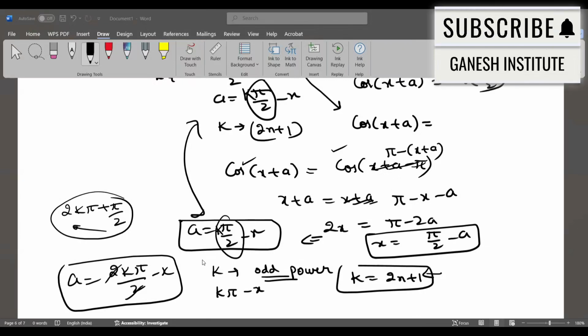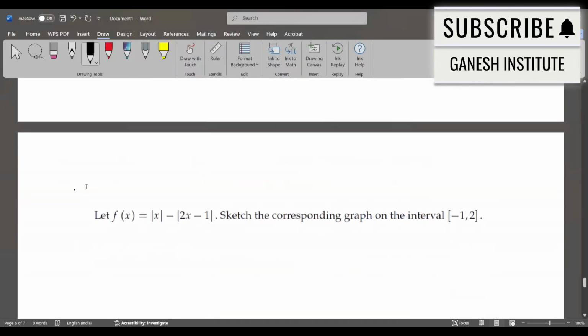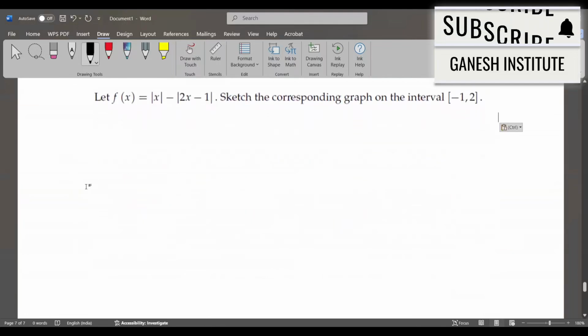I think question number 4 as well. Question number 4, the piecewise function. Yes. It is saying sketch the corresponding graph. Now you are given the absolute function, and that too in the interval -1 to 2, right? So what do you think we should start with?